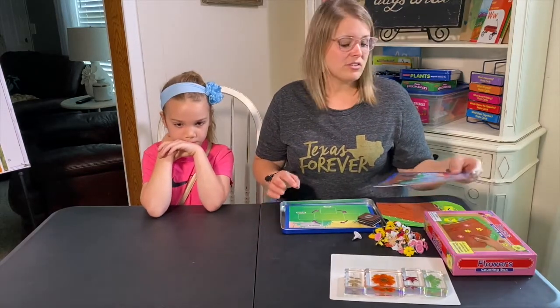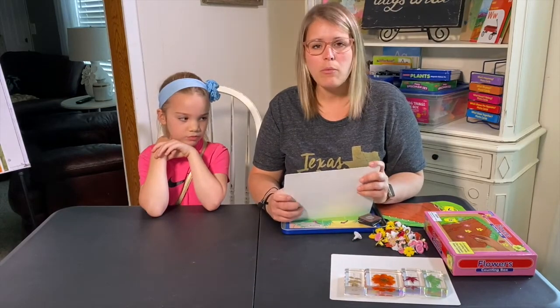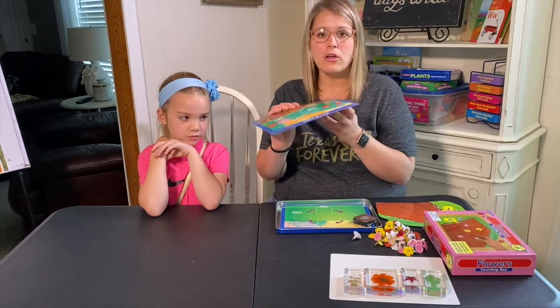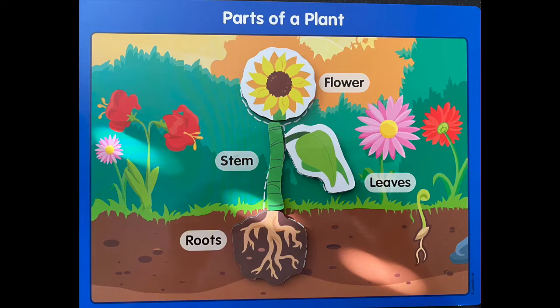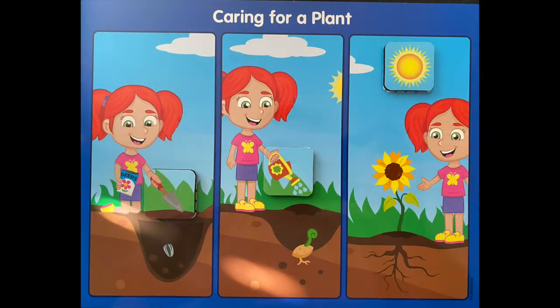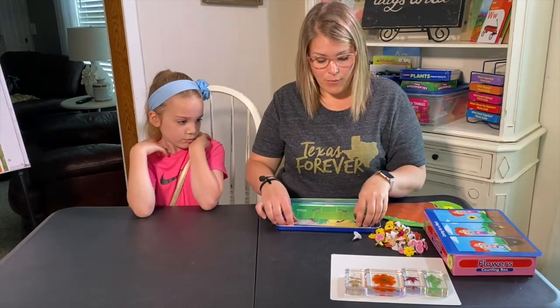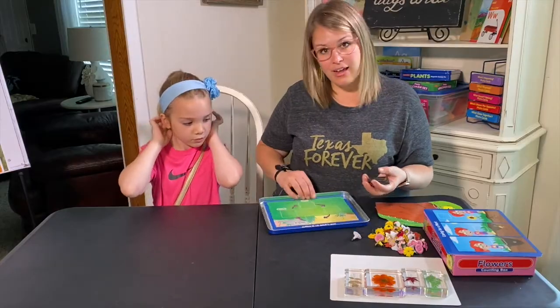Before we get started, I want to review what we talked about with Jameson. We talked about the parts of a plant: the flower, the stem, the leaves, and the roots. We also talked about how to care for a plant. A plant needs soil, water, and sunlight. So right now, with Palin, we're going to talk about the life cycle of a plant.